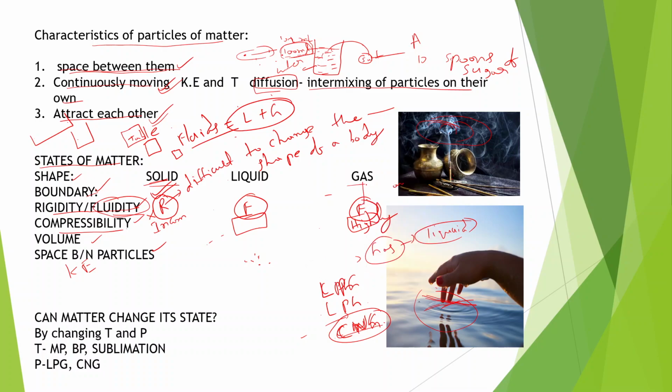So gases are highly compressible, liquids are low compressible, and solids are incompressible. Solids have a definite volume. Liquids also have a definite volume, because if you take 100 ml of some liquid, the same 100 ml is present even if you put it in any number of containers. So volume is fixed in liquids, and in solids also.